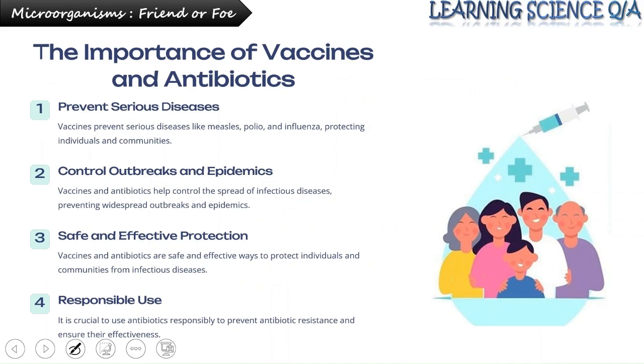Administration of vaccines and antibiotics is safe. They are effective ways to protect individuals and communities from infectious disease. It is very necessary to use antibiotics responsibly as they can lead to antibiotic resistance. So, a registered medical prescription must be seen before giving antibiotics, also before using antibiotics. That will ensure their effectiveness.